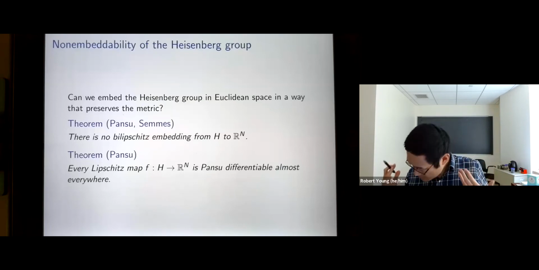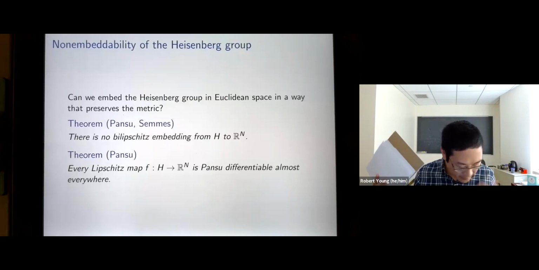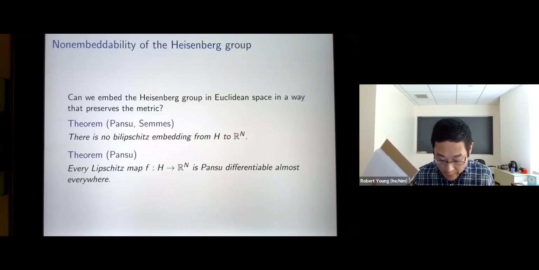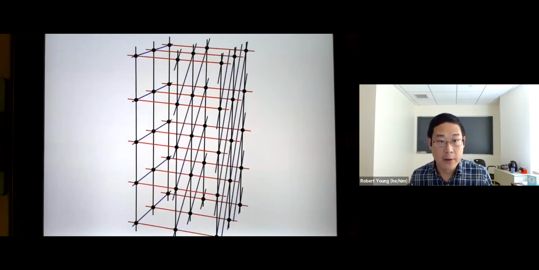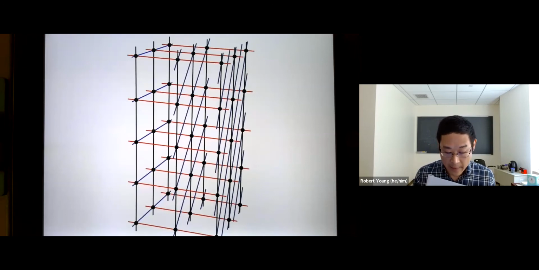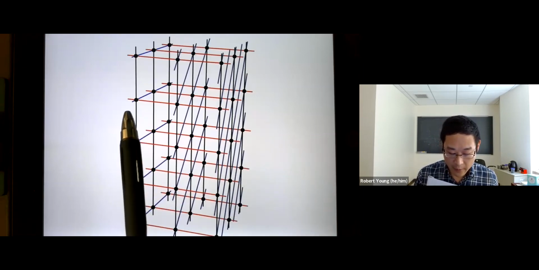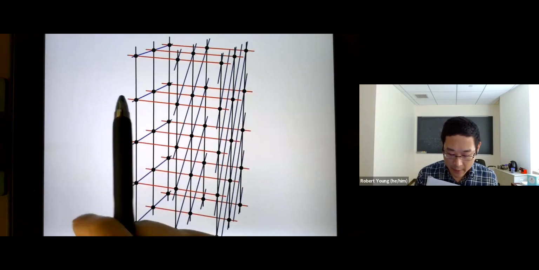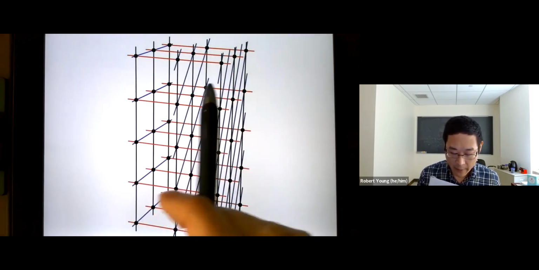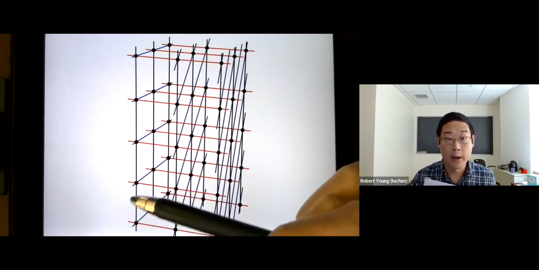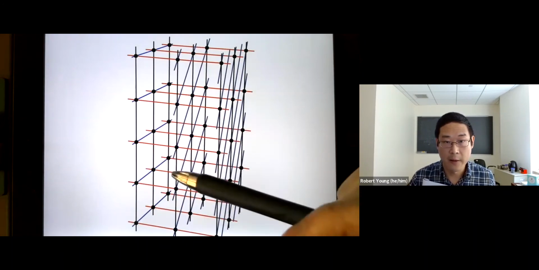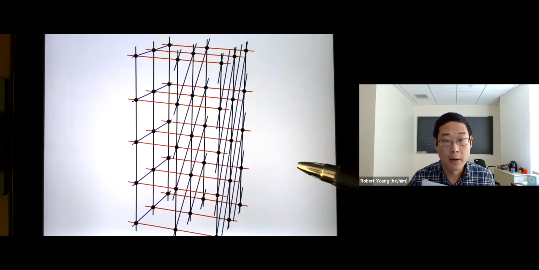And so this is important. Let me try to explain why this happens, why you get this differentiability, because it really boils down to this picture in terms of these horizontal lines. The Heisenberg group is in fact foliated by horizontal lines going from left to right parallel to these red lines, and horizontal lines going from front to back parallel to these blue lines.